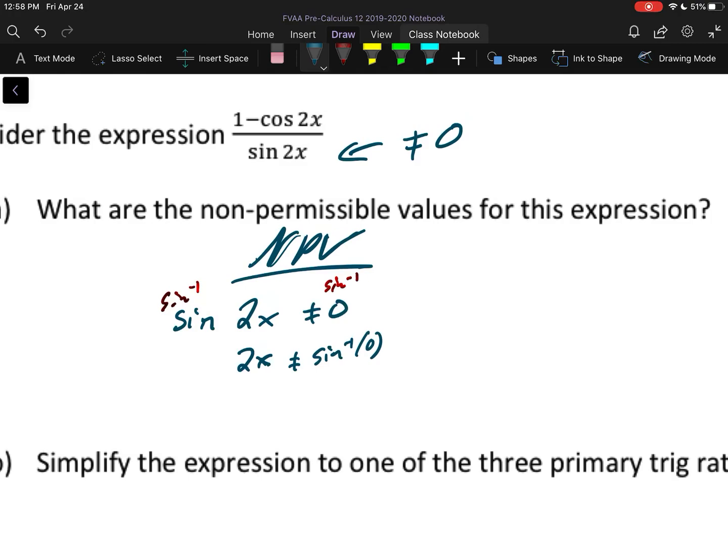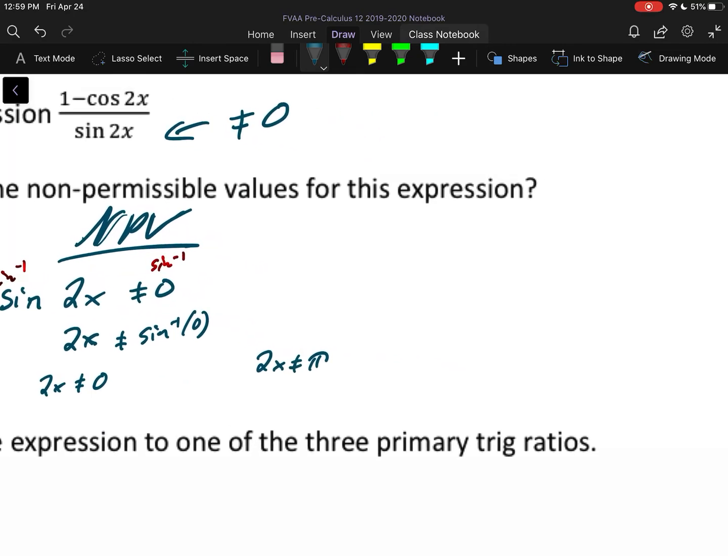Is the y value, that trig ratio, specifically the y value of the point, equal to 0? At what angles? That would be at pi over 2. And where else is sine equal to 0? No, wait. Sine is equal to 0 at 0 and at pi. So 2x cannot equal 0, and 2x cannot equal pi.